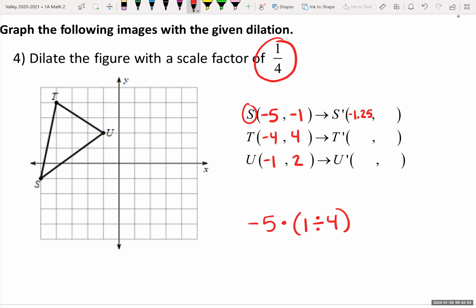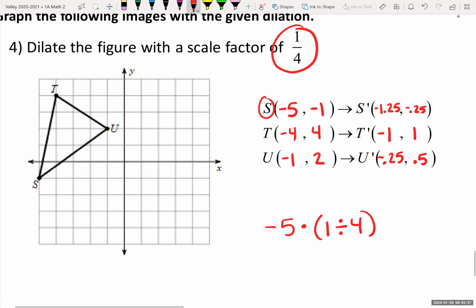Then the second one, when we multiply -1 times 1/4, you get -0.25. Okay, so the T, -4 times 1/4 just gives me a -1. And 4 times 1/4 just gives me a +1. So those ones are not decimals. All right, we're doing a -1 again. So -1 times 1/4 is -0.25. And 2 times 1/4 just gives me a 0.5.